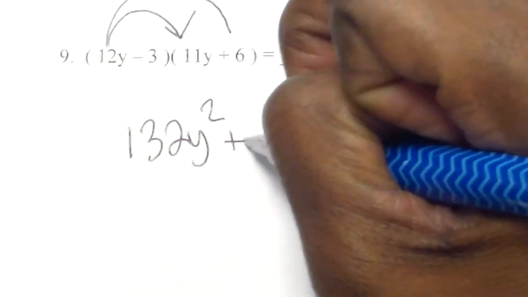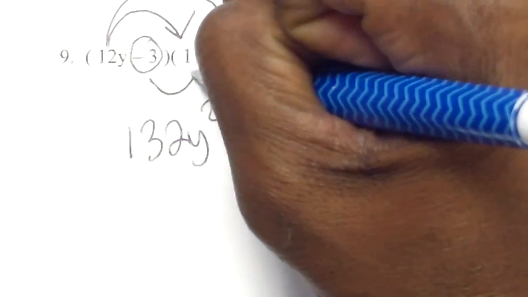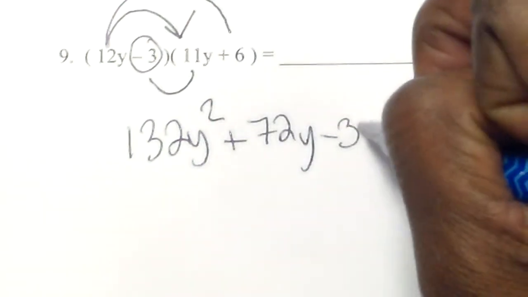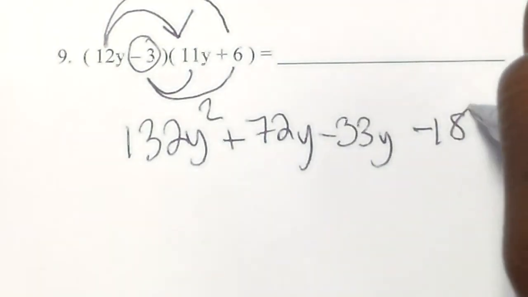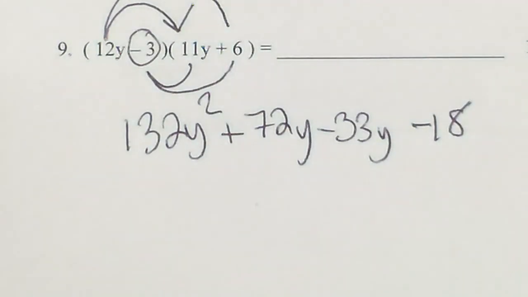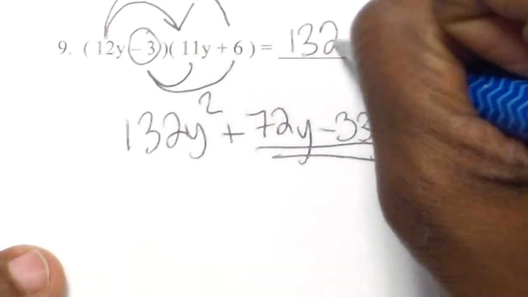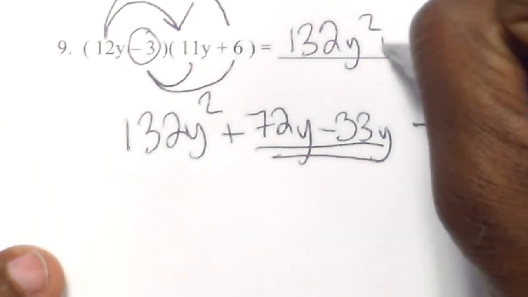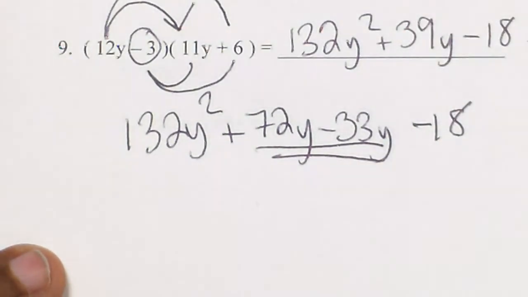12y times that is going to give me 72y. Then I distribute negative 3, the inner term, that gives us negative 33y. And negative 3 times 6 is going to give us negative 18. Our final answer, after we combine these like terms, is going to be 132y squared plus 39y minus 18. How many people got that? Good, only half of you.